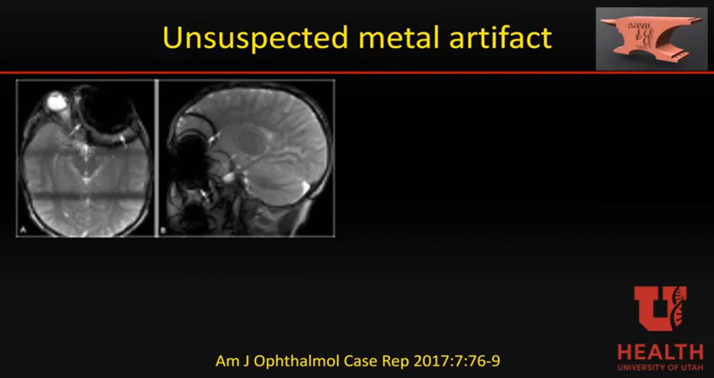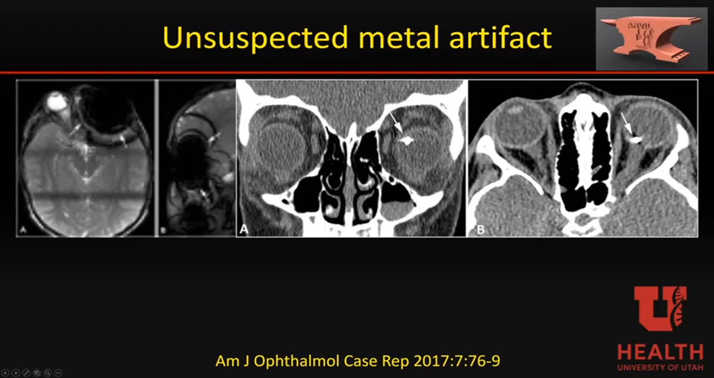This is an excellent case from the literature of a patient who came in for routine brain imaging and then had a significant metal artifact. So imaging was obtained showing a radiodense object located adjacent to the optic disc.